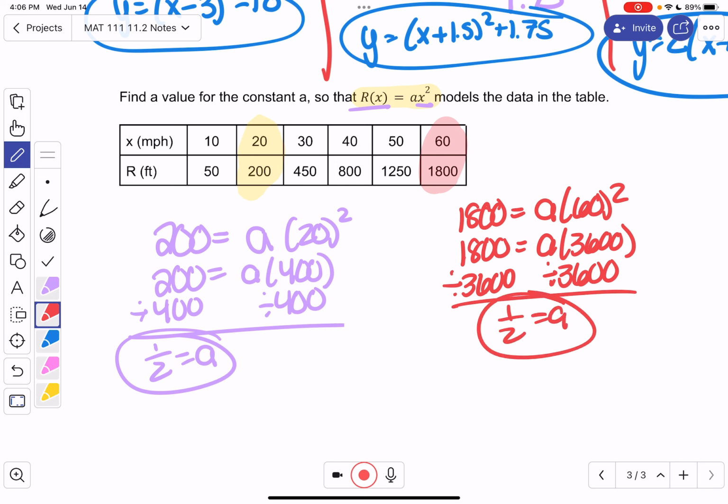Then we could use that equation to find anything else. That's 11.2. Let me know if you have any questions.